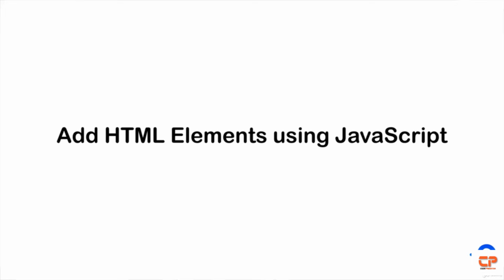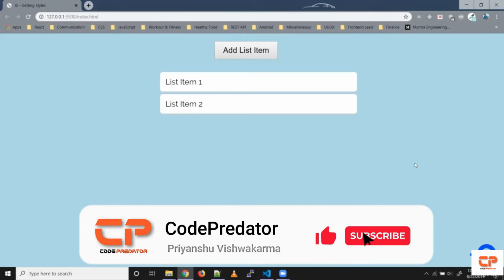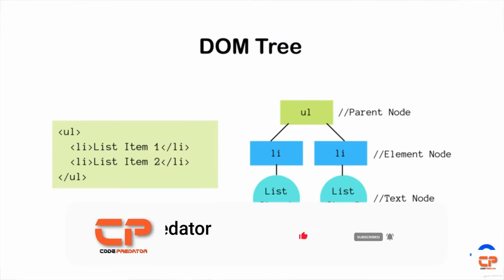In this video, we will learn how to add HTML elements using JavaScript. Let's say we have this list and we want to add a new list item to it. But before we get into this, let's visit the DOM tree.